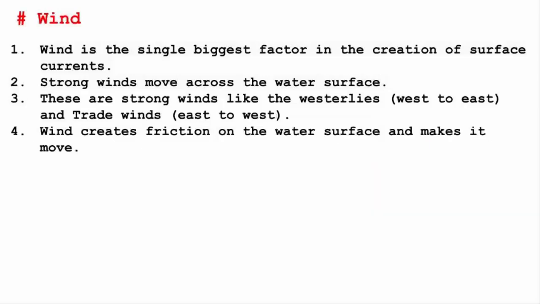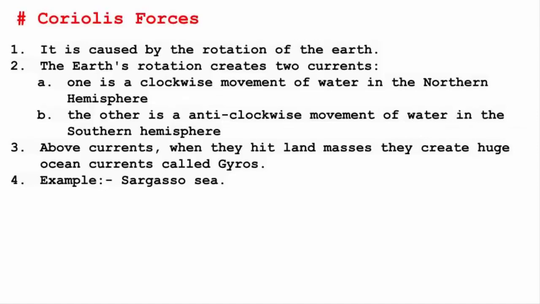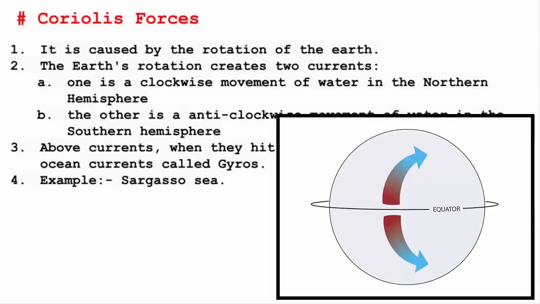In a nutshell, when wind blows on the surface of the ocean, it pushes the water to move, and there's friction between the wind and the water surface, and that affects the movement of the water body. The fourth factor is Coriolis force. This is caused by the rotation of Earth. When a rotating object collides with another moving or stationary force, it creates a new motion.